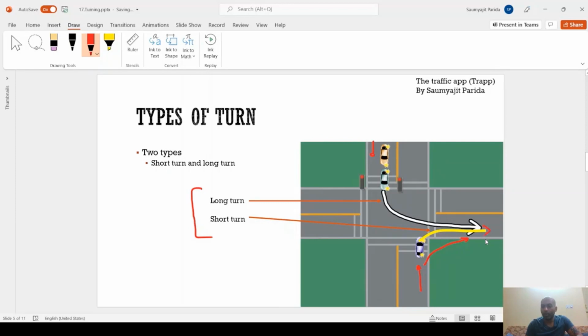Based on the rules of priority, the short turn has higher priority than the long turn. This is very important to understand. Short turn has higher priority than the long turn. It means the vehicle here has to allow this car to go first, then this car will merge here.